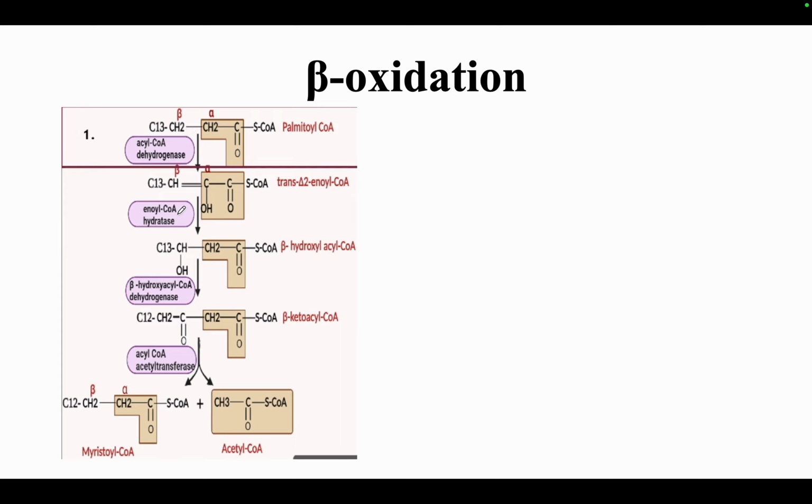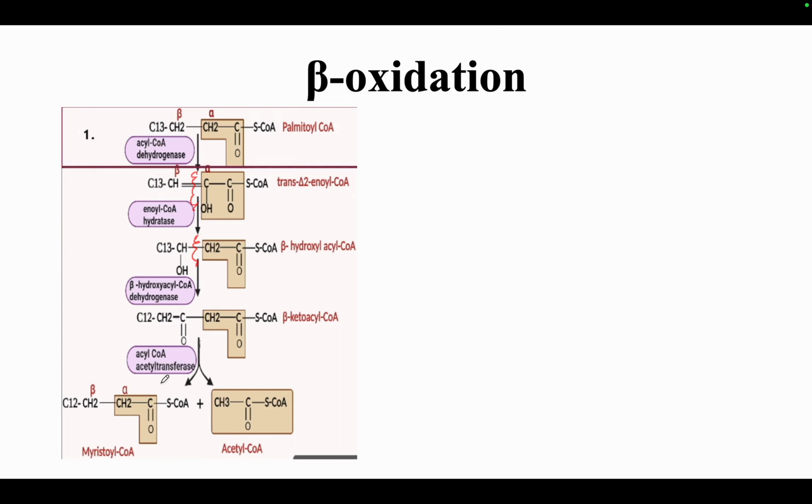Then we have enoyl CoA hydratase. It will add a hydroxyl group at the beta carbon, so there will be a cleavage here. So we need to have a cleavage here. Then the hydroxyl is converted by a dehydrogenase.